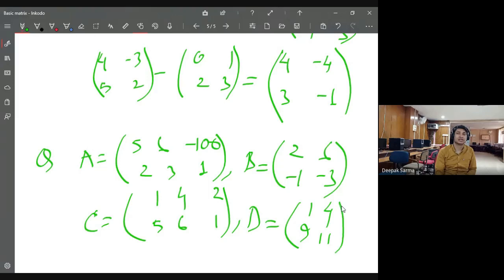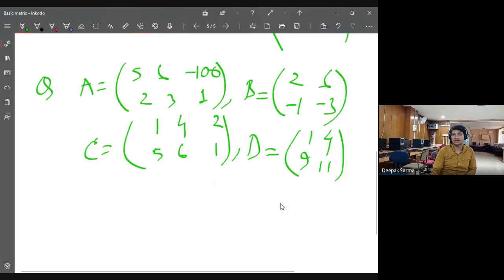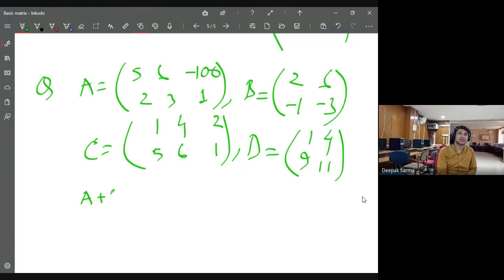Do you see which of the matrices are conformable for addition, that you can add? So A can be added with C, but A cannot be added with B or D. You can find A plus C, A minus C also you can find, B plus D you can find, and B minus D or D minus B also. These are defined. Defined means we can find it.